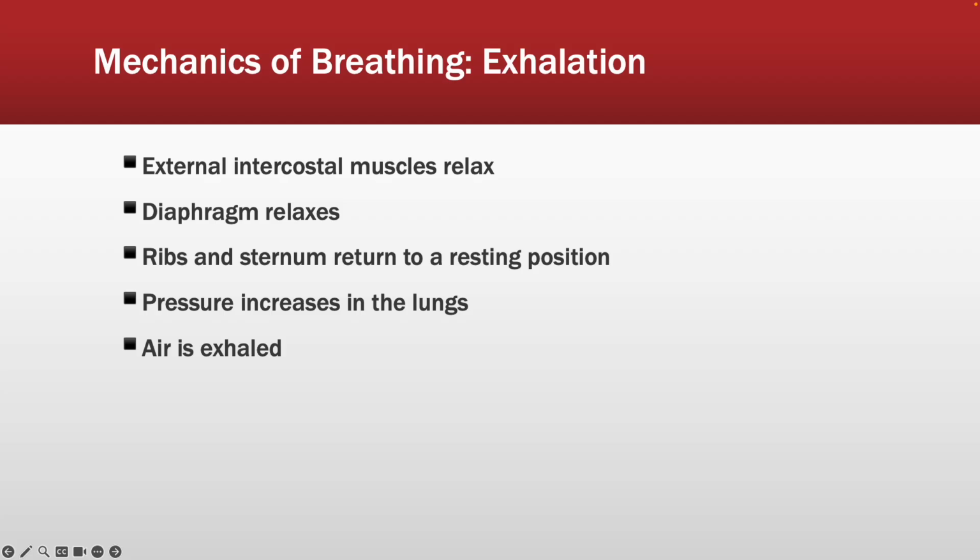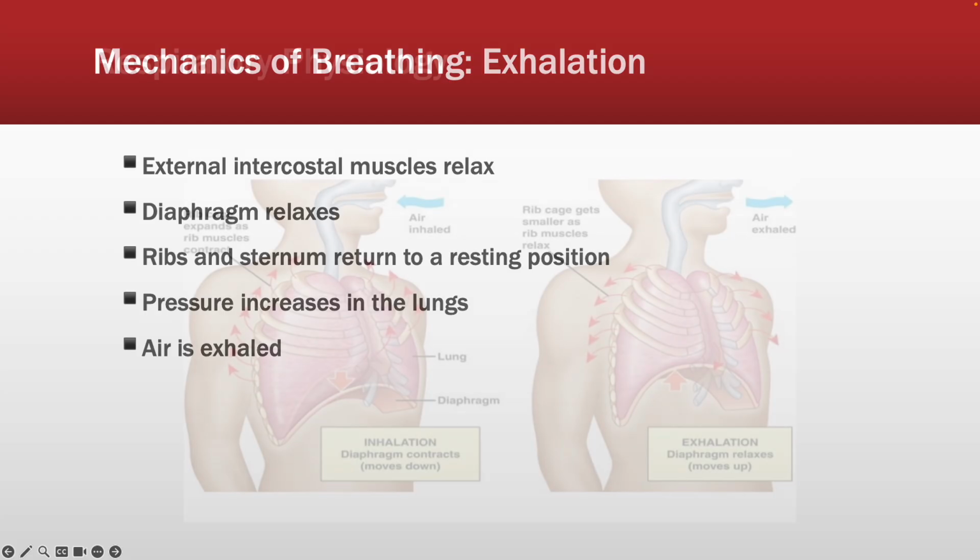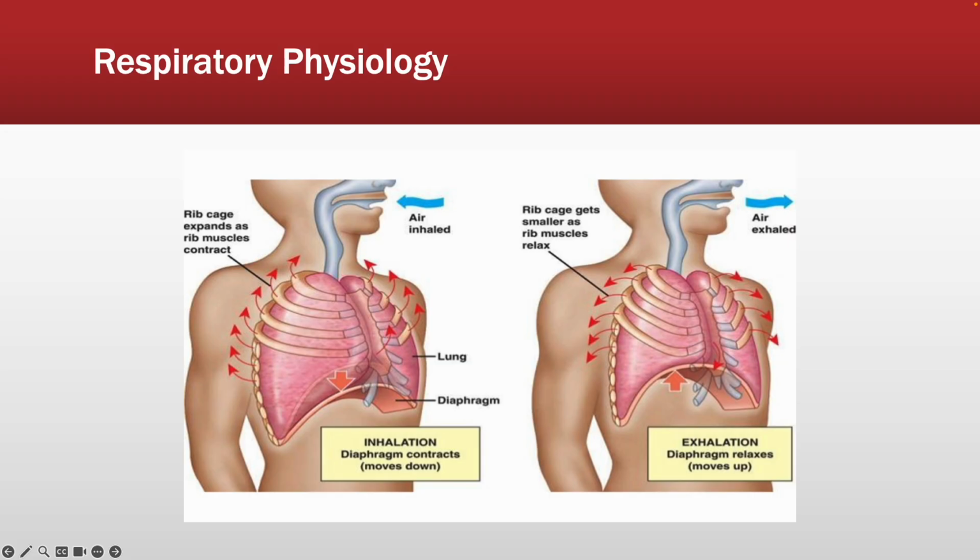External intercostal muscles will then relax. The diaphragm relaxes. Ribs and sternum will return to a resting position. Pressure increases in the lungs and the air is then exhaled. This is demonstrated by these diagrams, which show how the inhalation and exhalation will actually work.